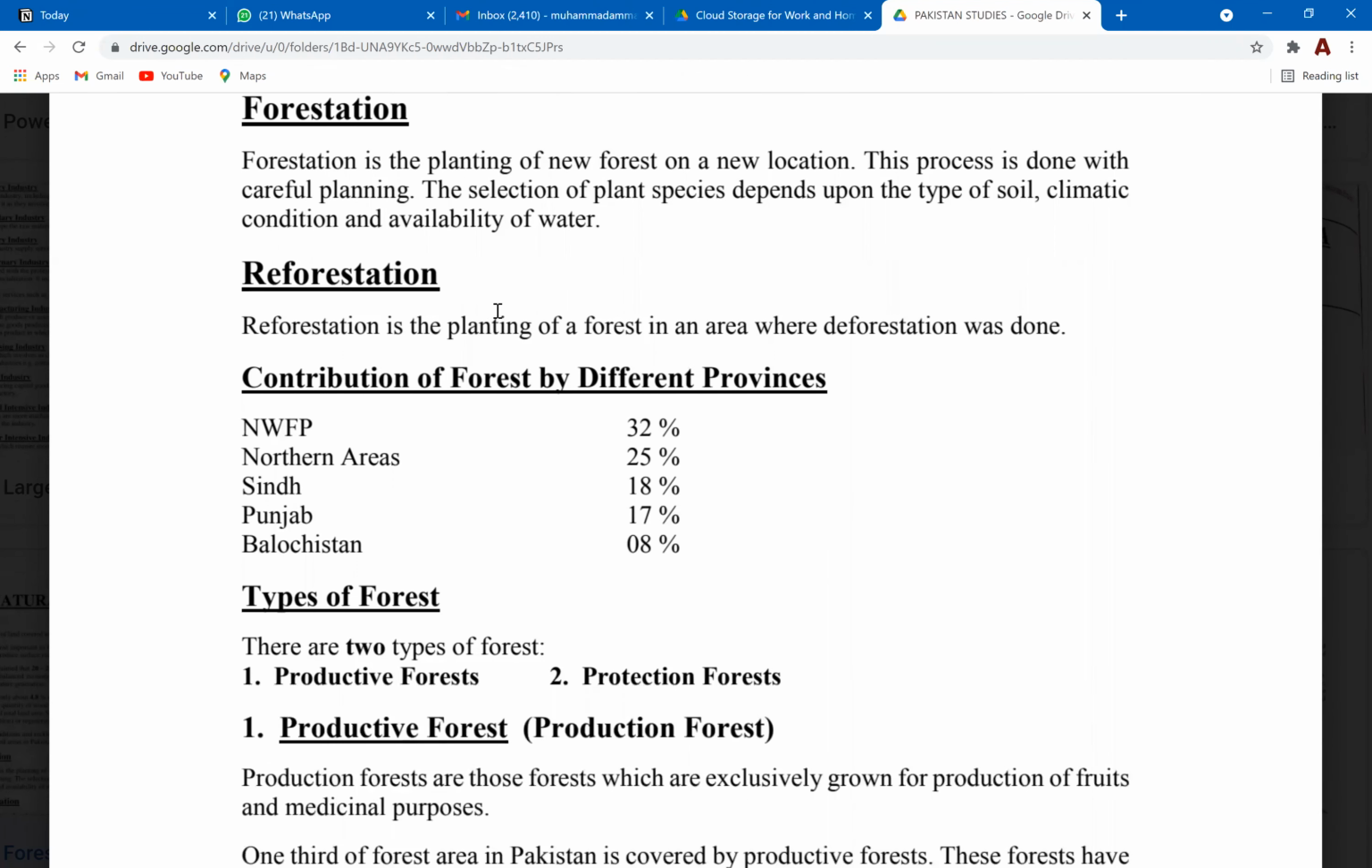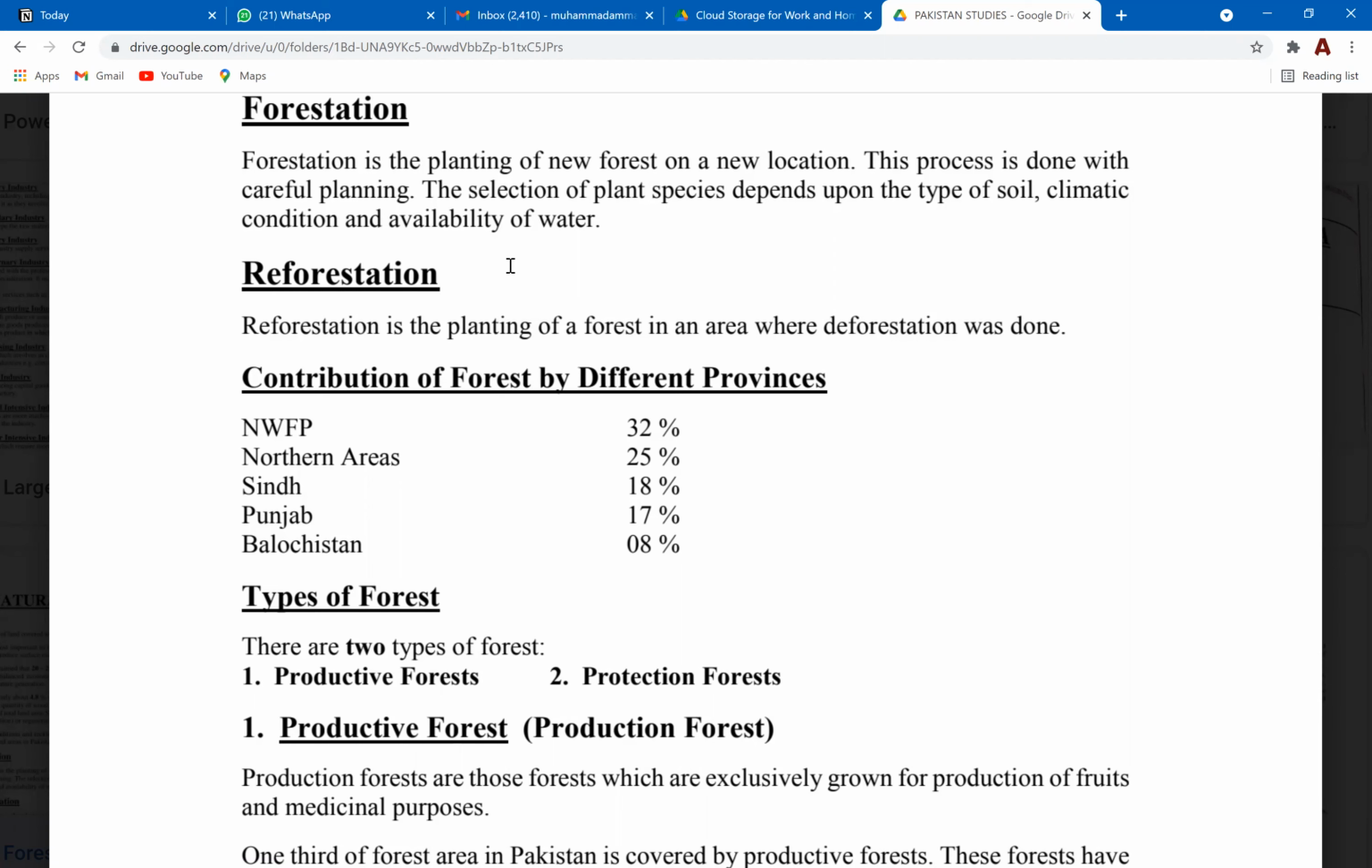All right, perfect. So forestation and reforestation are two different terminologies. Forestation is planting of new forests at a new location, whereas reforestation is planting a forest in the same area where once there was a forest and then later it got deforested and you're planting trees and plantations again. So this is what reforestation is.